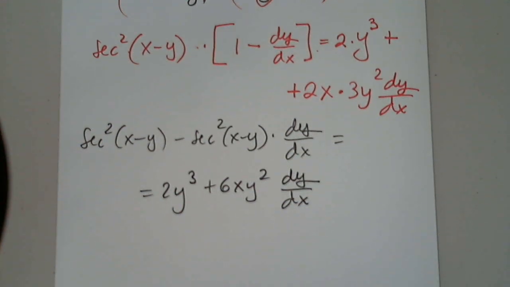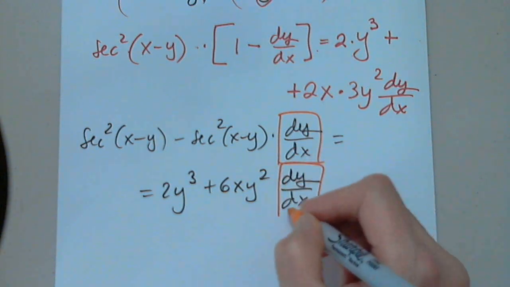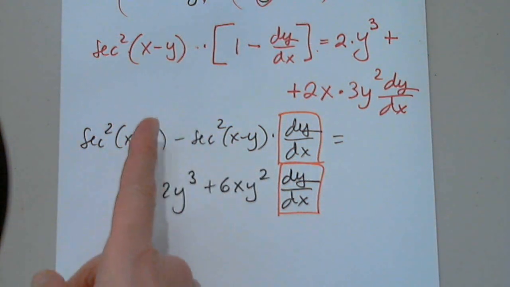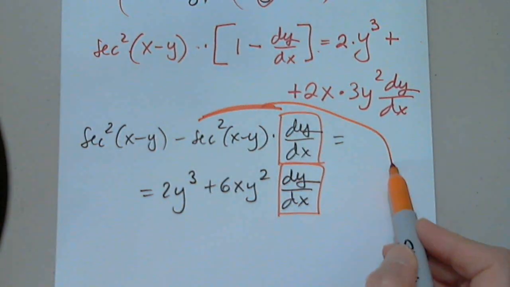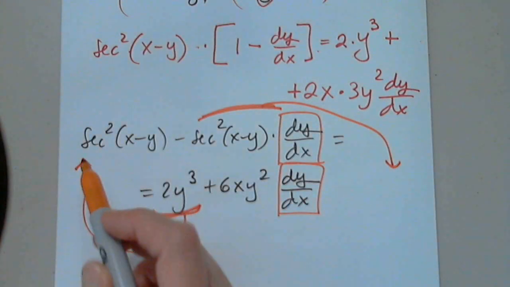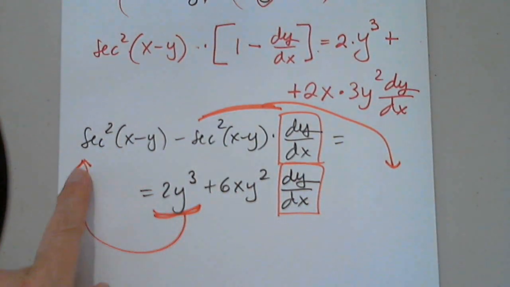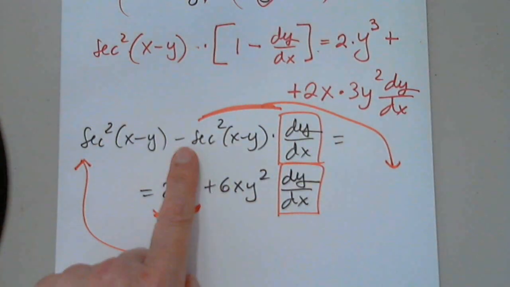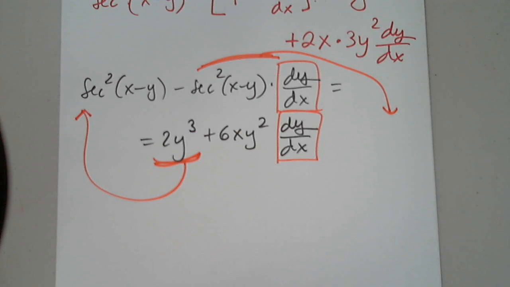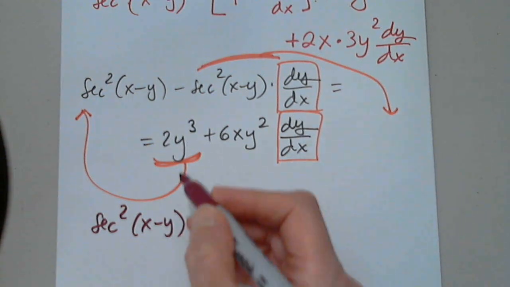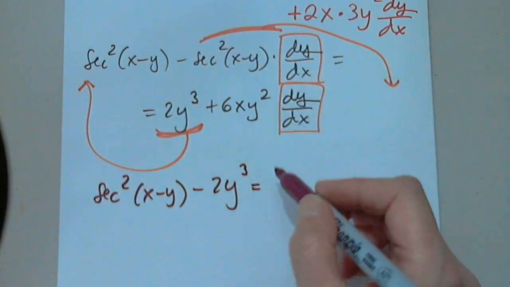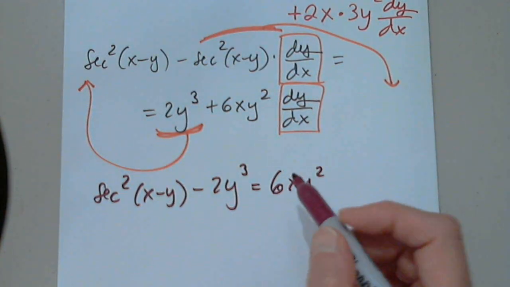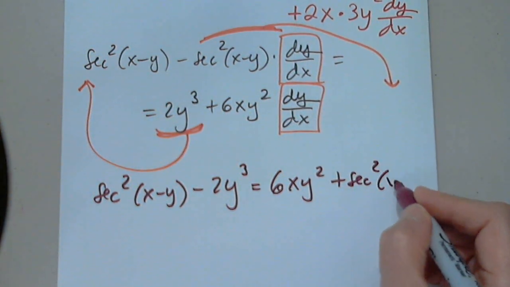Again, remember what I'm after. But careful, because one is on the left-hand side of the equal symbol and the other one is on the right. So I will bring this to the other side, and I will take this to the left. When I take this to the left, it will change its sign. When I take this to the right, it will change its sign. So then the left-hand side becomes secant squared x minus y minus 2y cubed. And on the other side, I will have 6xy squared. I will write plus secant squared of x minus y.